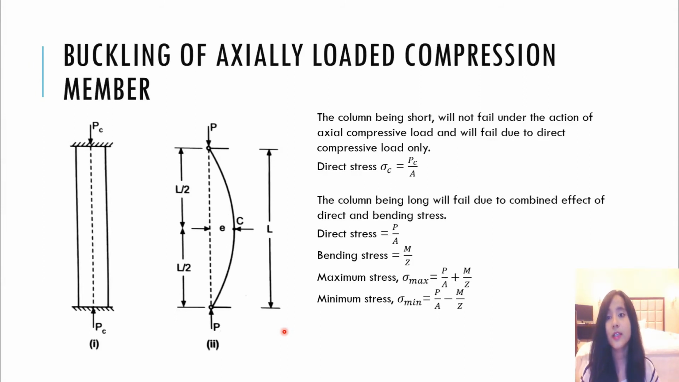So I hope this is clear. Now, if you try to understand according to the fixed end conditions, how does buckling happen? So you see here, in the diagram, here we have a fixed end. Let us first consider a short column. So let us consider a short column subjected to an axial compressive load using a compressive testing machine.